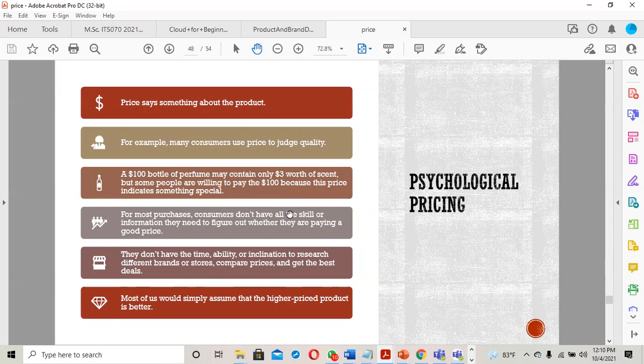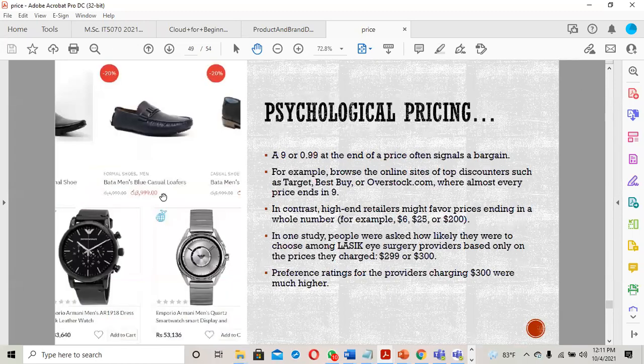So if you are at an extreme in that kind of thought process, then there are companies in the market who are going to make use of your thought process to make some money. Because most of us think that if you are paying a higher price, then the product must be better. So that is psychological pricing. Based on that, there are certain strategies.